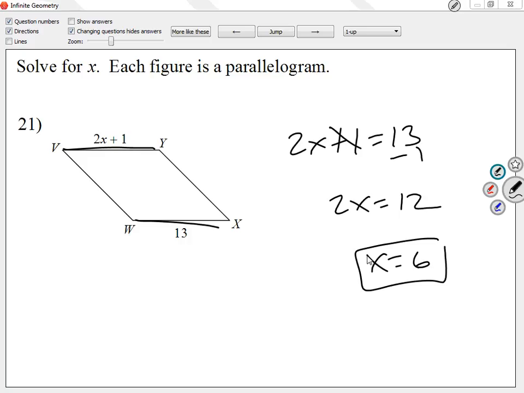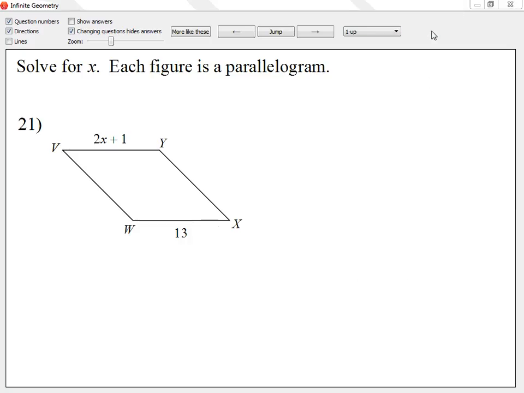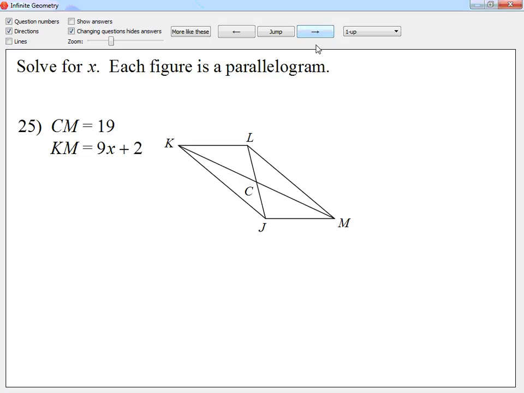All right, any questions up until 24? No? All right. Hope it's simple. Let's take a look at number 25.